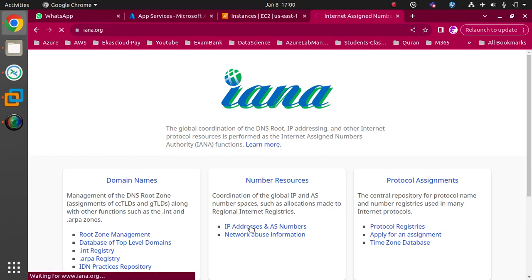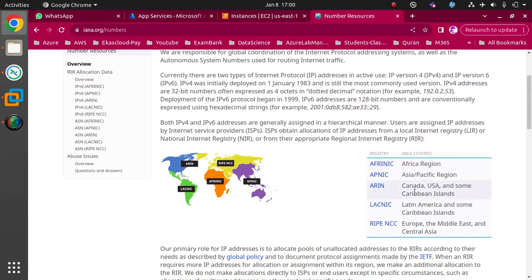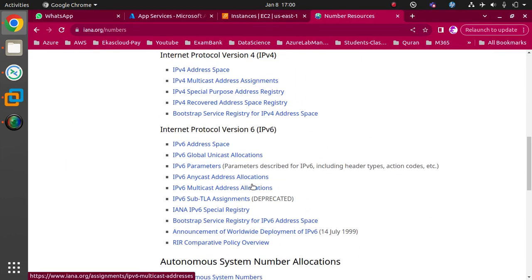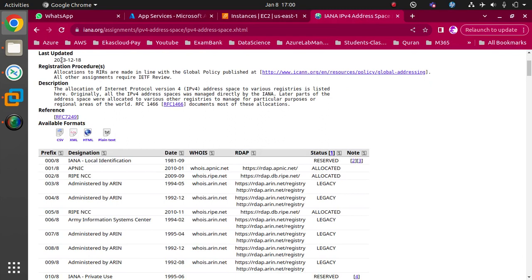I click on IP addresses. In that you will see Africa, Asia Pacific, Canada. By looking at this, they have divided into these kinds of regions. With these regions you will understand. See here, IP address space, IPv4 address space. This has been updated a few days ago, and the registration procedure is there, so you can go with that.